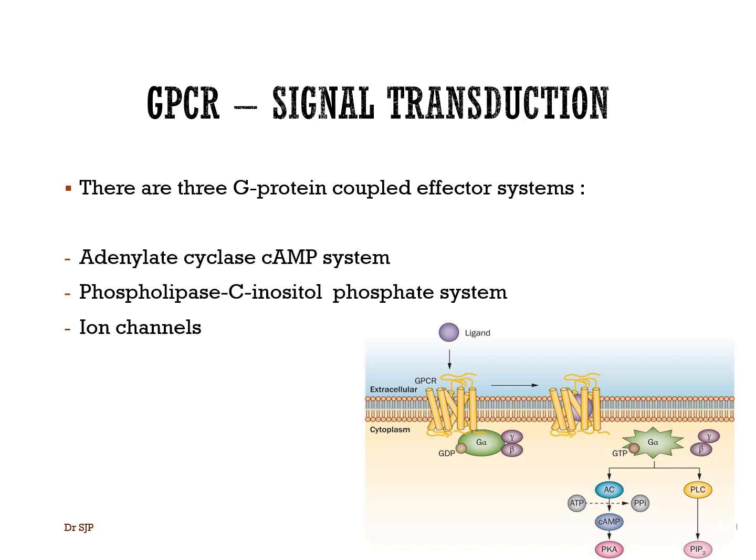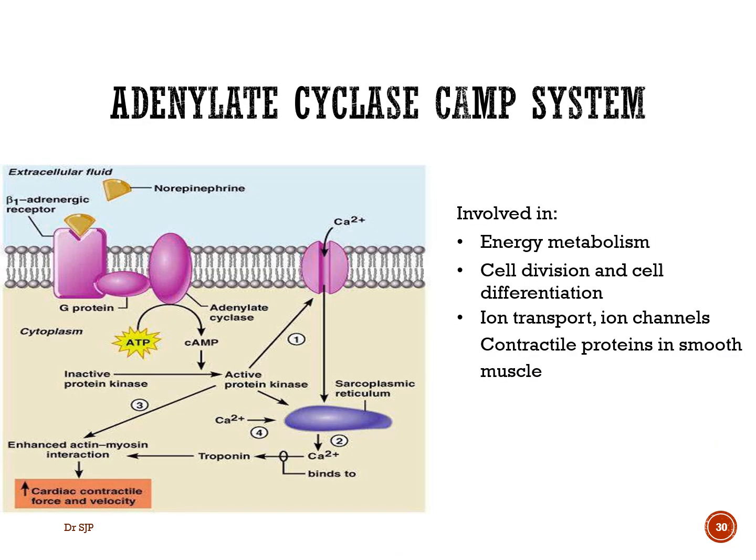So this slide shows the GPCR signal transduction, and there are three G protein coupled effector systems. The first one is your adenylate cyclase, that is your cAMP system. The second is your phospholipase C inositol phosphate system, and the third is your ion channel regulation. So starting with the adenylate cyclase, that is your cAMP system.